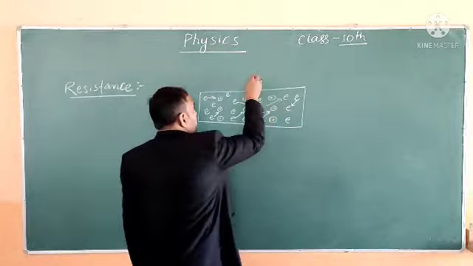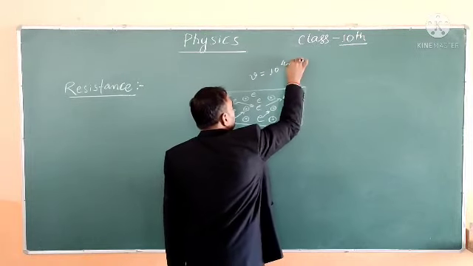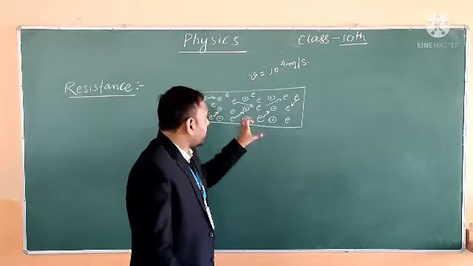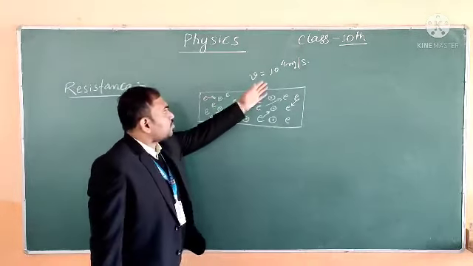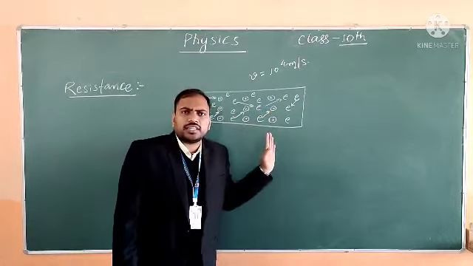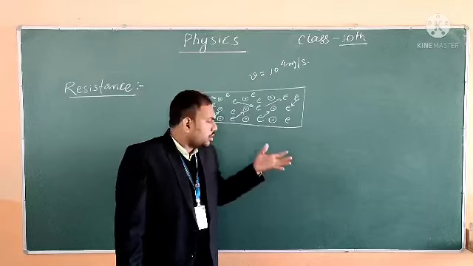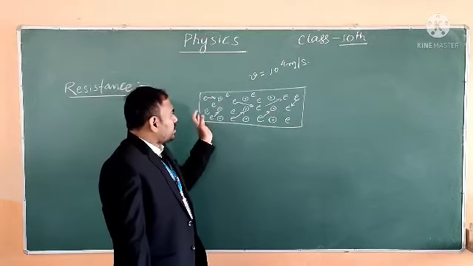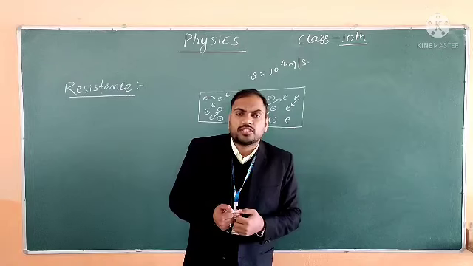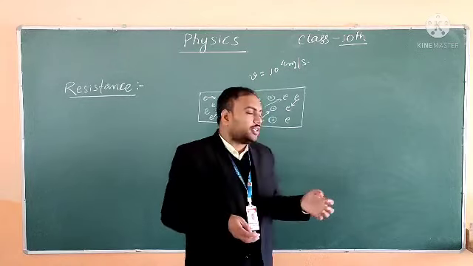Here is the velocity of electrons. The velocity of electrons is approximately 10⁴ meters per second. With this much speed, electrons move inside the matter, and though it causes no current, why? What happens? Just come to understand it. Because when they move with this fast velocity, they collide with each other, and the average velocity becomes zero.